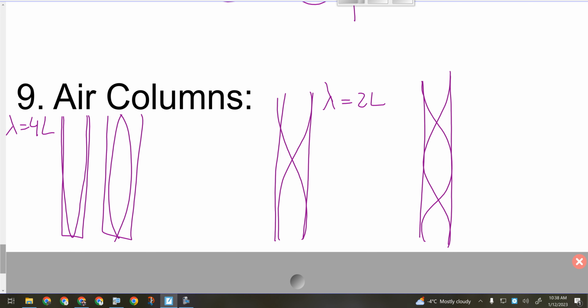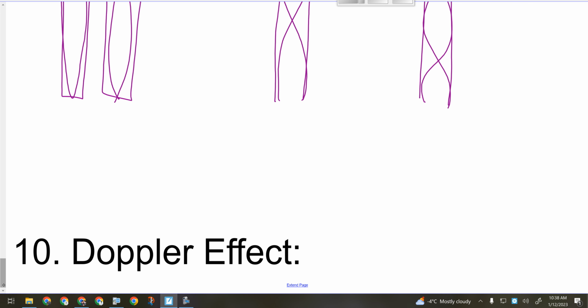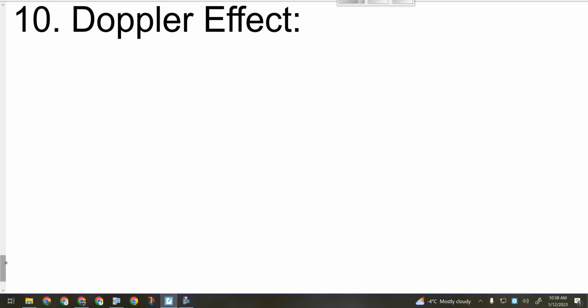Questions on the air columns? And then lastly, Doppler effect, which we've gone over the last couple of days. There's nothing terribly complex about the Doppler effect. I'm really going to only ask you for one of 3 things, and that would be either F, FO, or the speed of the source. Is that a good one for me to work this formula into?